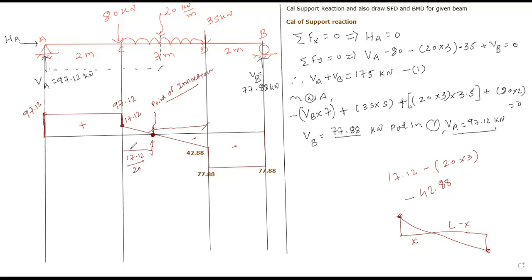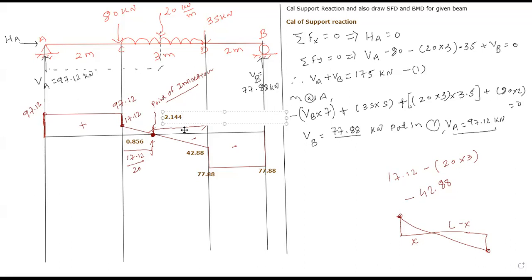17.12 divided by 20. Your value should be 0.856. Yes or no? I am writing it above. What is the total length of your C to D? What is the total length of C to D? 3 meter. Yes or no? Subtract 0.856 from 3 and you will get the remaining length 2.144. Yes or no? Please confirm me. This is your remaining length.